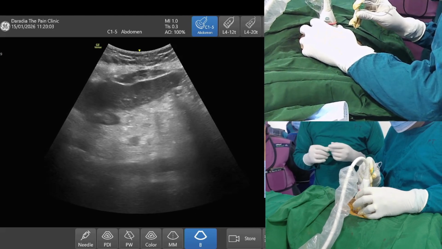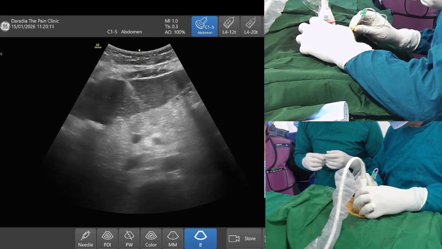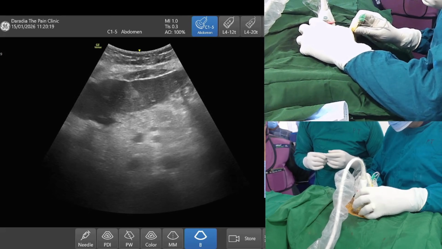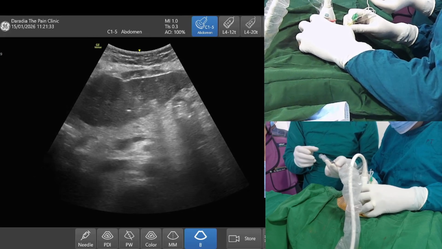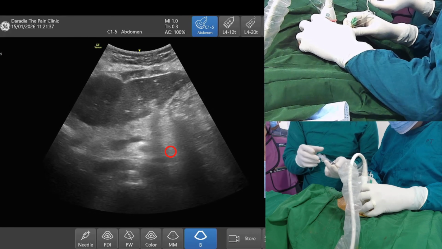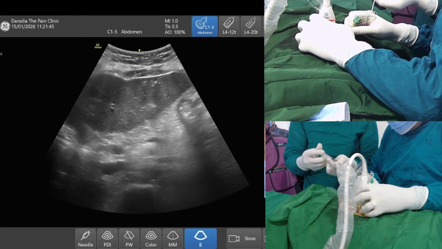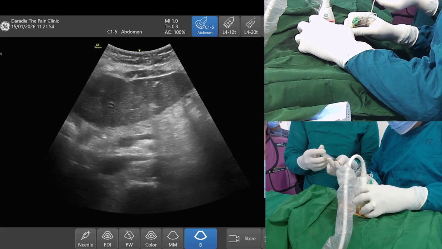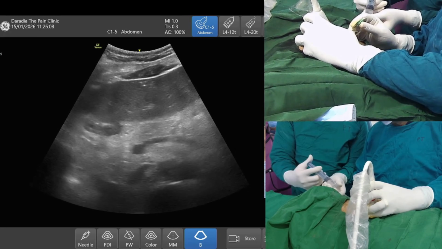We are advancing the needle through the liver under continuous ultrasound guidance. The needle is advanced carefully until the tip reaches just anterior to the celiac trunk. Once the needle tip position is confirmed, inject an adequate amount of local anesthetic, as alcohol neurolysis is a painful procedure, and wait for a few minutes to assess spread and patient response.